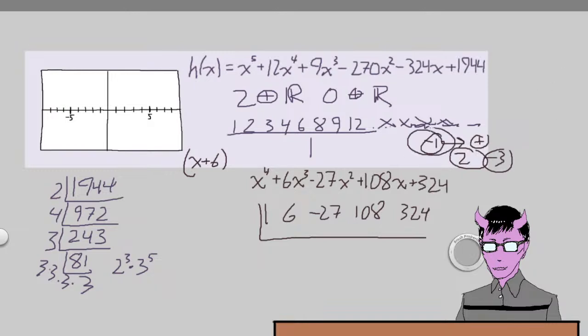We've already tried -1. We've already tried -3. We've already tried -2. I guess we need to try -8, right? So let's try -8. Let's see what happens. Product, sum, product, sum, product, sum. Oh, that's too large. You see that? That is too large.